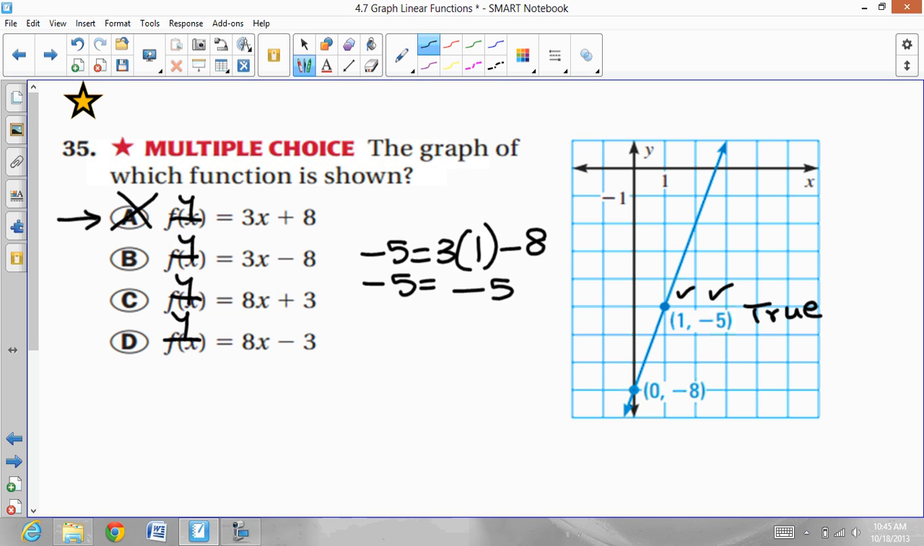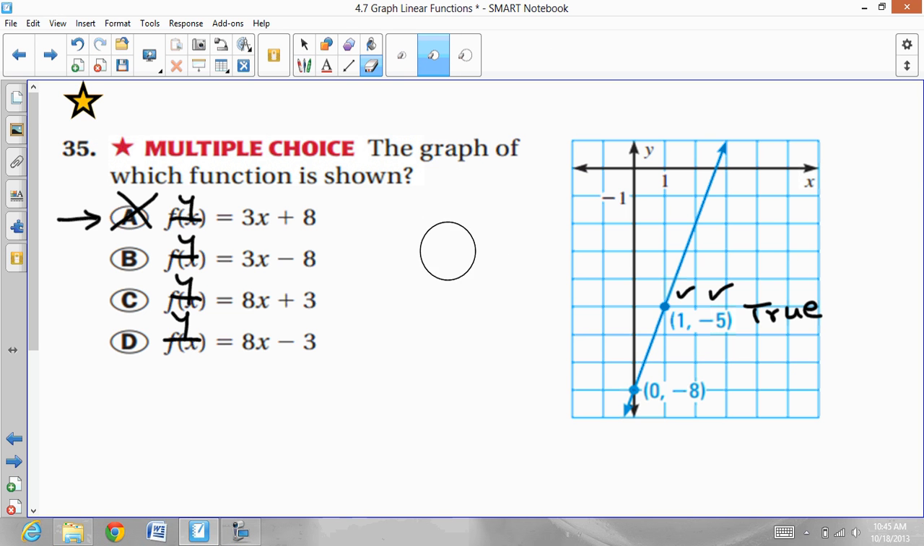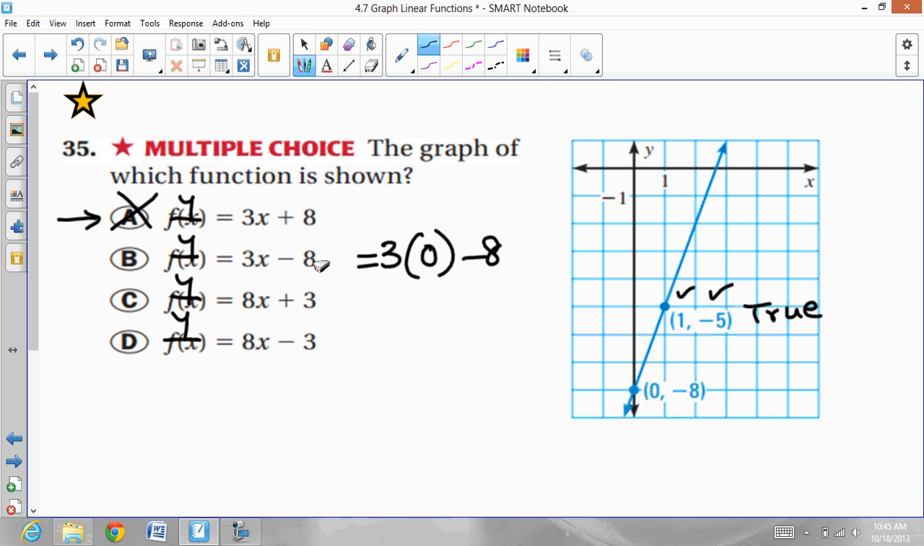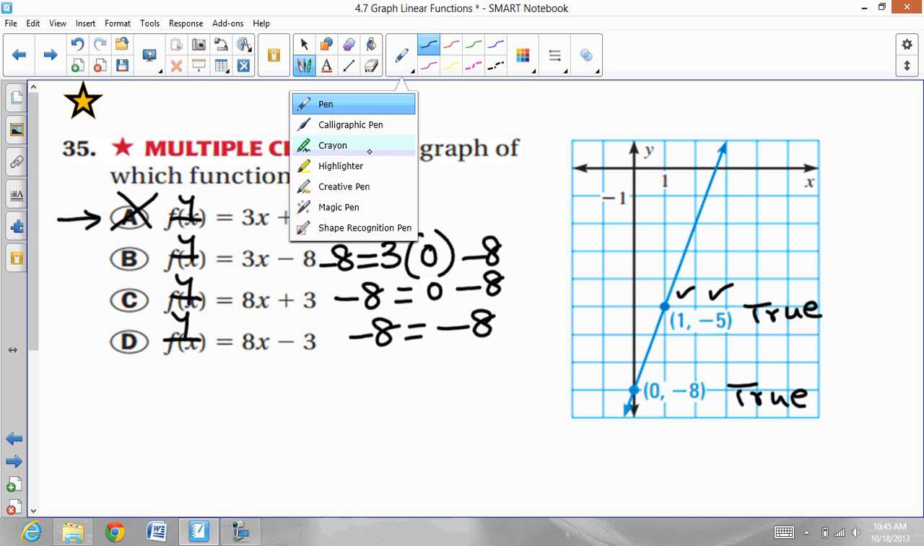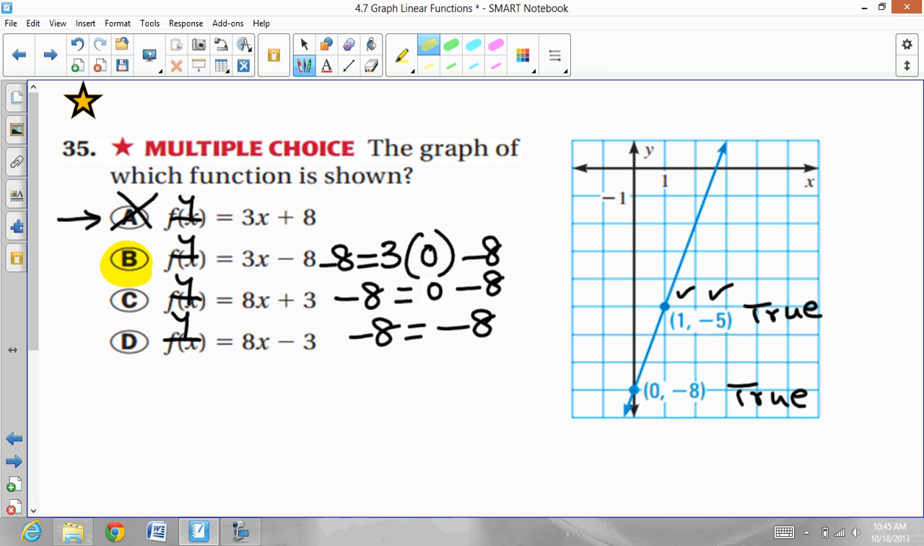Now let's focus on the second point. It has to work for many points. Let's try at least 2 points. So 0 comma negative 8. Since answer choice B worked for the first point, let's try 3 times 0 minus 8. And my y in this case is negative 8. So 3 times 0 is 0, and negative 8 combines to give you negative 8, and negative 8 is equal to negative 8, so it is also true. So since answer choice B works for the first point and for the second point, the correct answer in this case is going to be B.